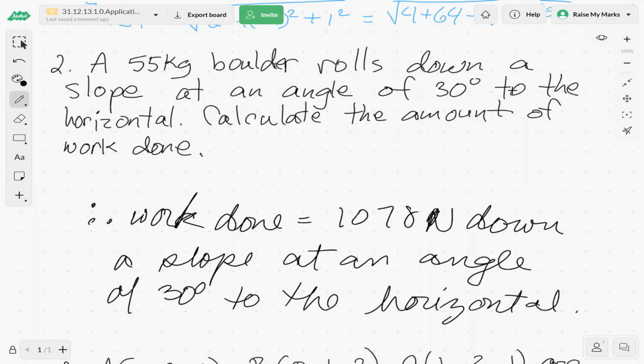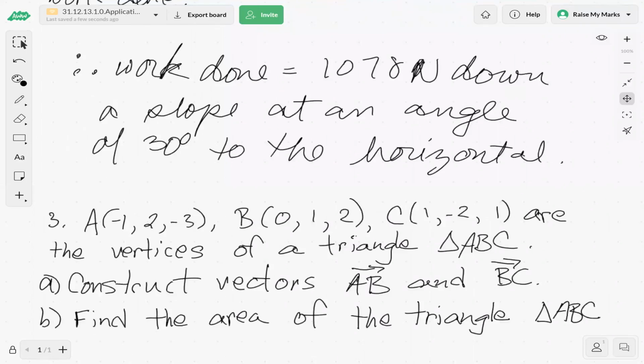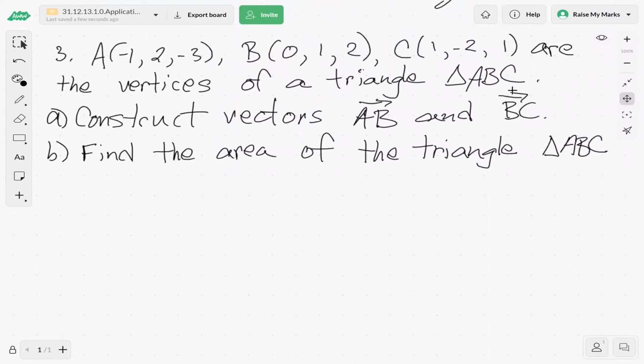Good. So in this case, we didn't use the dot product or the cross product. We ended up using just trigonometry. Well, that's good too. All right, so finally, third question. We have vertices of a triangle, A, B, and C. We're asked to construct vectors AB and BC, and then we're asked to find the area of the triangle.